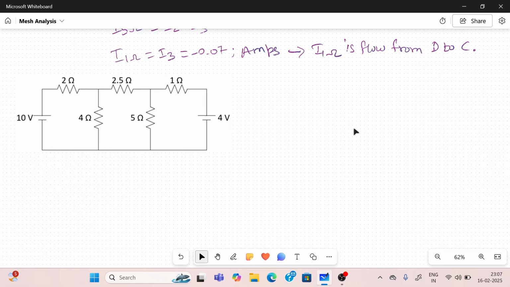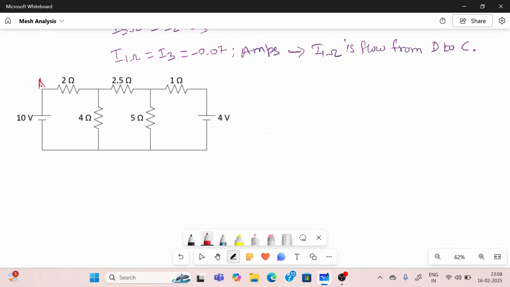So this is your problem, right? The matrix method follows the same procedure: identify the number of nodes, name the nodes, then find the number of meshes, then assume the mesh currents. The same thing, right? So now we have identified that.